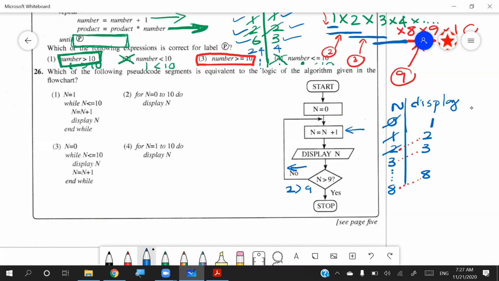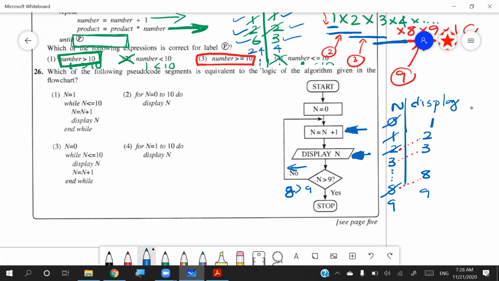When n is increased to 8, you are going to display 8. That is the pattern, right? Then they are checking the condition n larger than 9. So here it is 8. Is 8 larger than 9? No. Again it goes up, increases to 9, and 9 will get displayed.